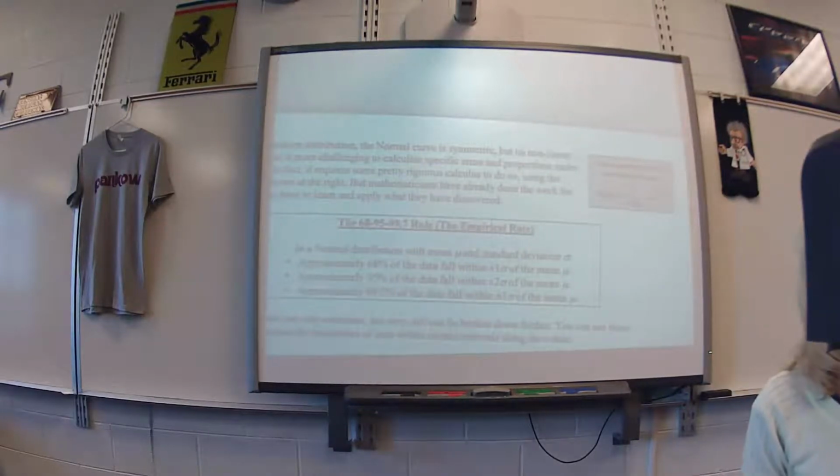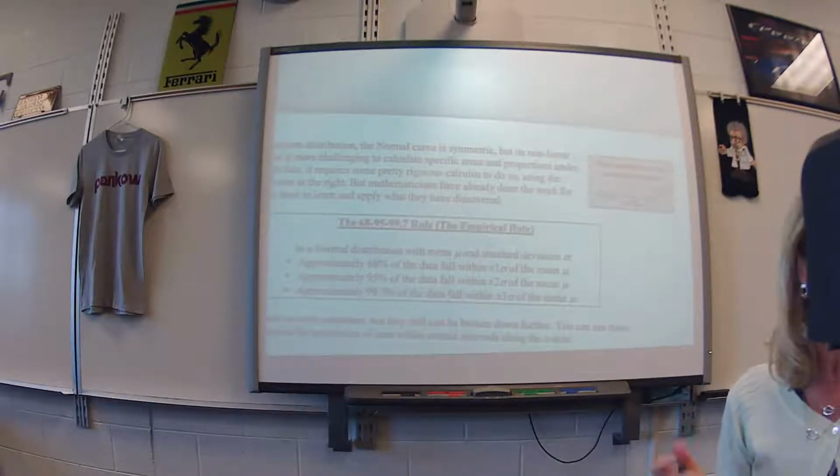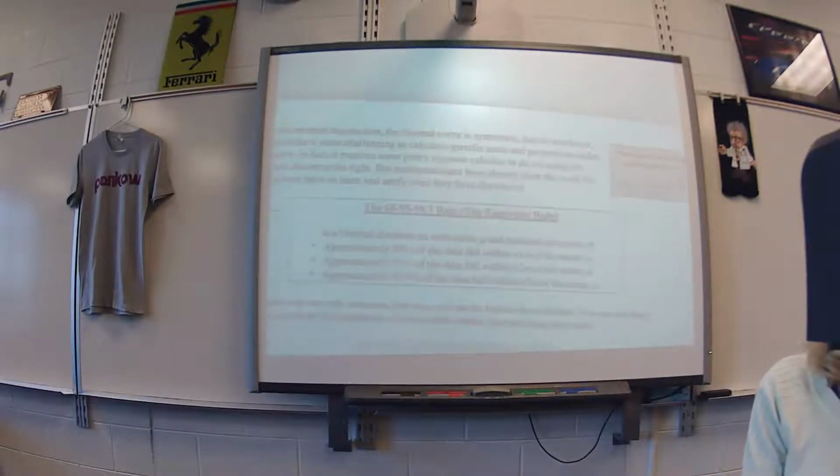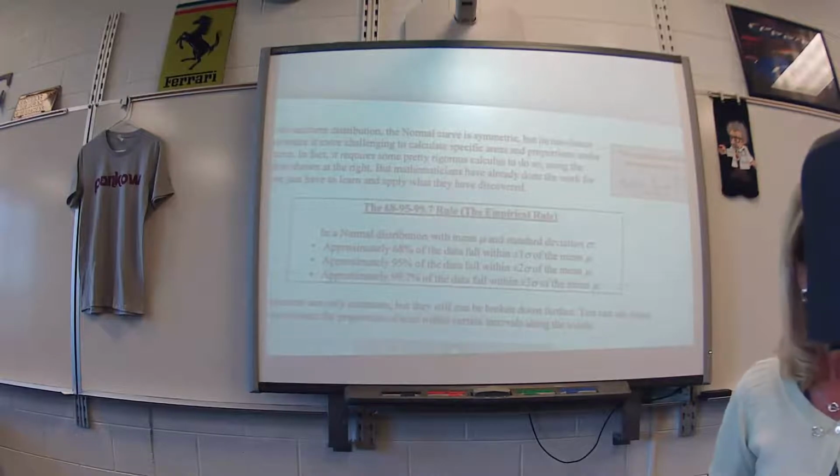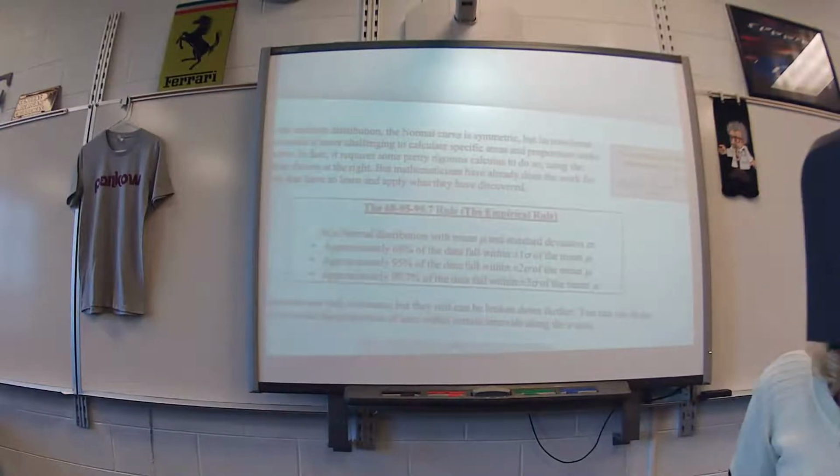They actually used calculus to figure out every little interval underneath the bell-shaped curve. It's really kind of cool. But since they've already done the work, we don't have to. Isn't that nice? We just have to learn how to take their results and use them. So the first step is what's called the empirical rule.